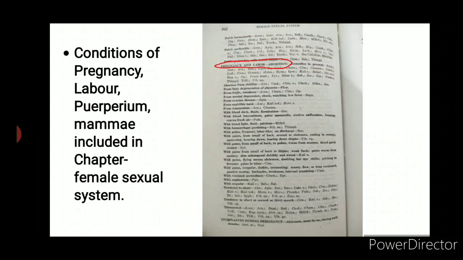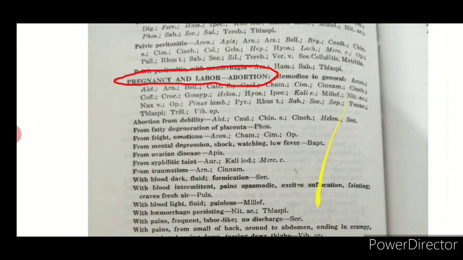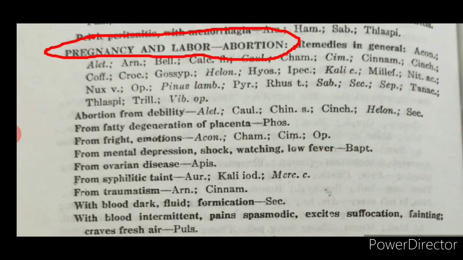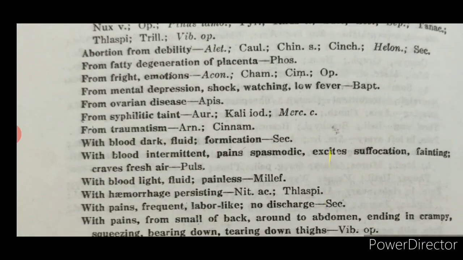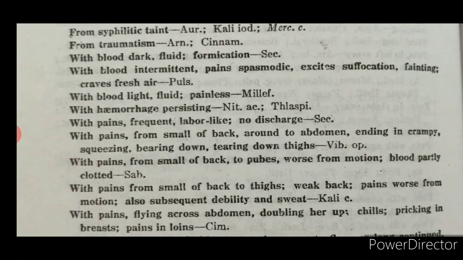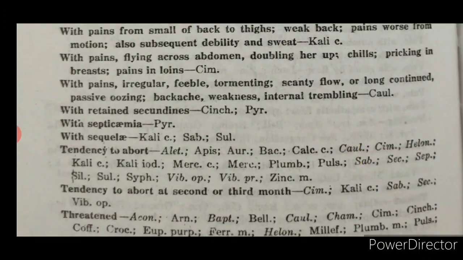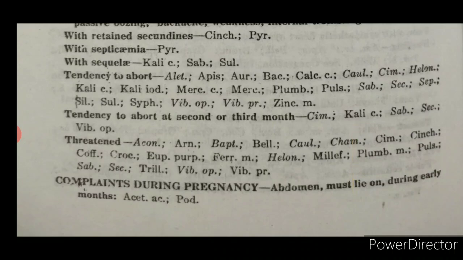Now in the female sexual system chapter, we will find the rubrics of pregnancy, labor, puerperium, and also conditions of the mammae. So here the rubric of pregnancy and labor starts with the first rubric of abortion. You will find so many sub rubrics of abortion with some discharges with associated symptoms.